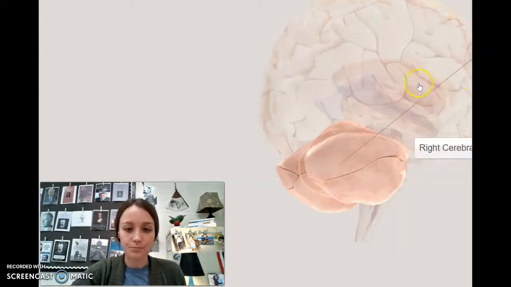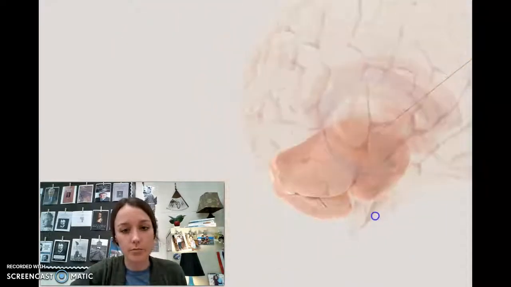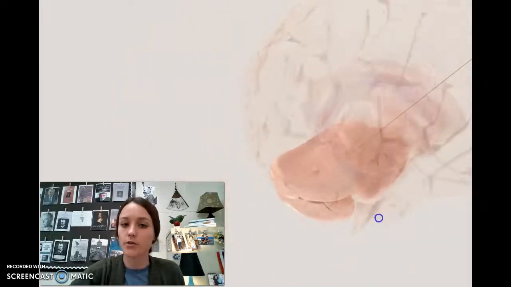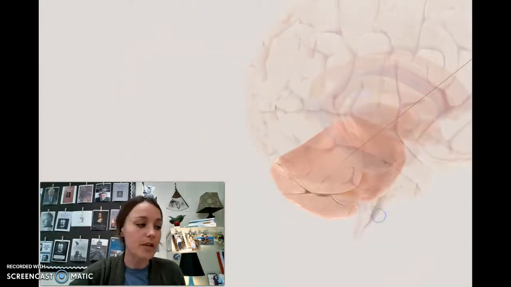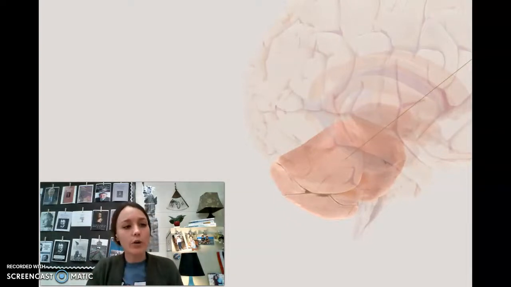So that's the cerebellum. I think the cerebellum is easily confused with the cerebrum because they sound very similar, and a lot of times students mix those up on tests because the first part of them sounds the same: cerebellum, cerebrum.